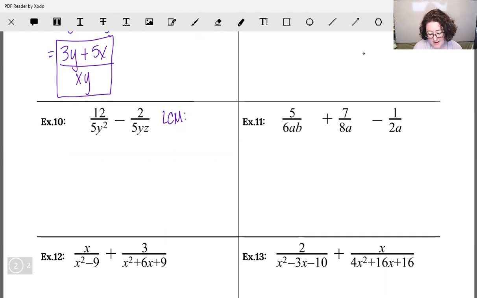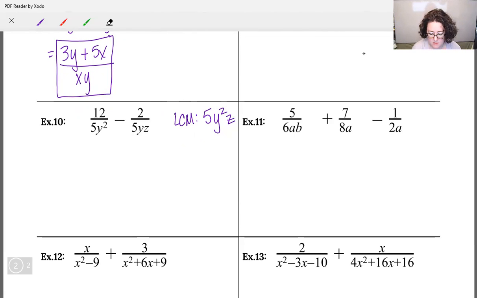Okay, first expression has a y squared. I need to include both of those. Second expression has a 5yz. So I already have the 5 represented, already have a y represented. I need to multiply in a z. And actually, let me move this over because what I'm noticing is in this problem, I'm missing something in each expression. So in my first fraction, I'm missing the z, so multiply that in. In the second expression, I'm missing an extra y, so multiply that in.